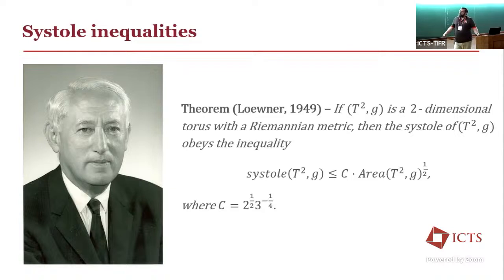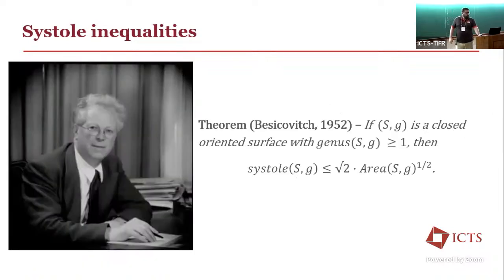But like I said, he wouldn't have used the word systole since it wasn't coined for another quarter of a century. A few years later, Pu proved that if you have an oriented Riemann surface, an oriented surface with genus at least 1, the systole is less than √2 times the square root of the area.